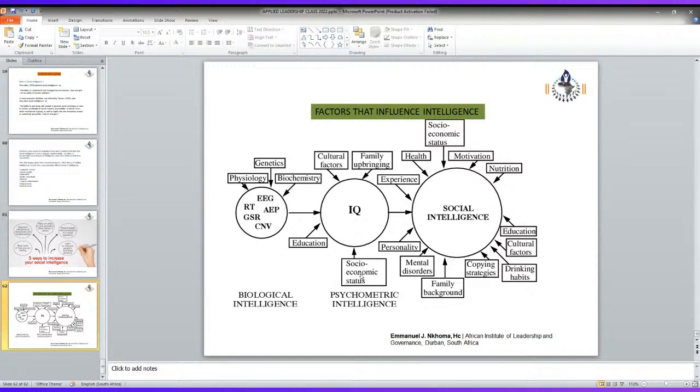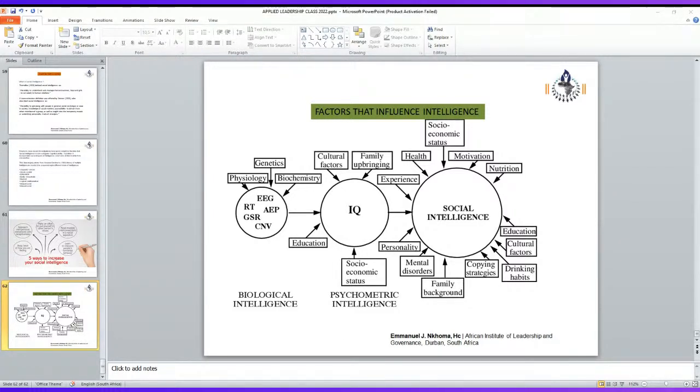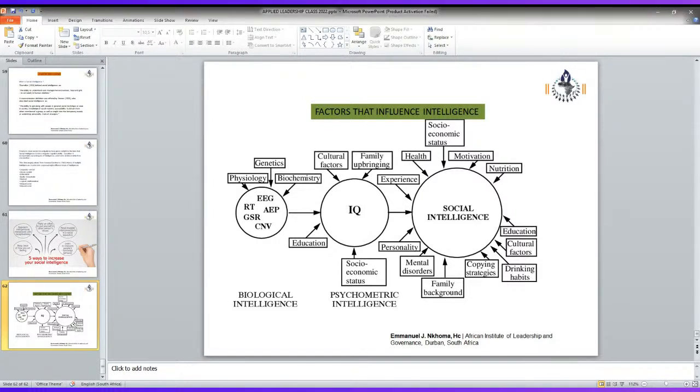Then we've got the socio-economic status. The socio-economic status has a way in which it affects your performance in your emotional and your social intelligence. Then the last part is education. So these four are very key: cultural, family, socio-economic status, and education. These are very important. Okay. Let's move forward.